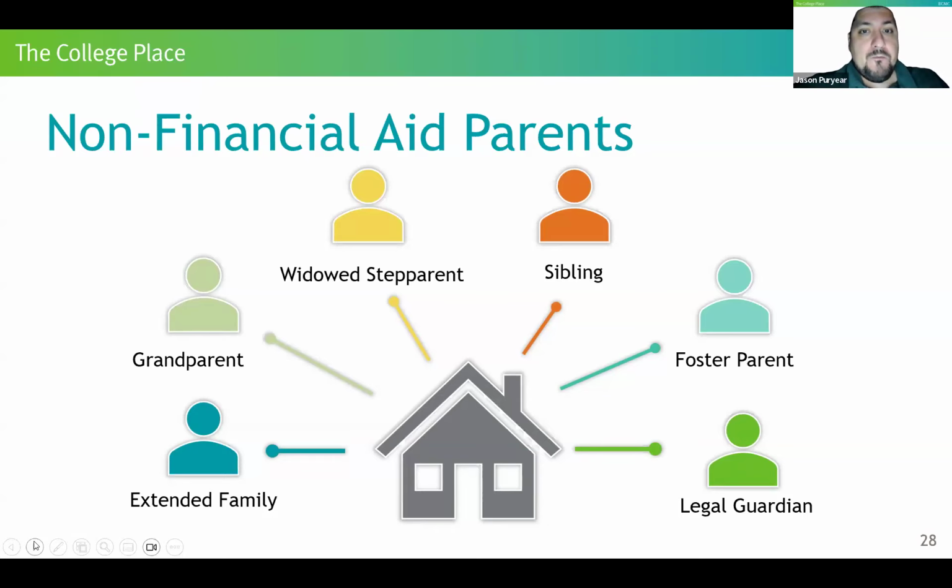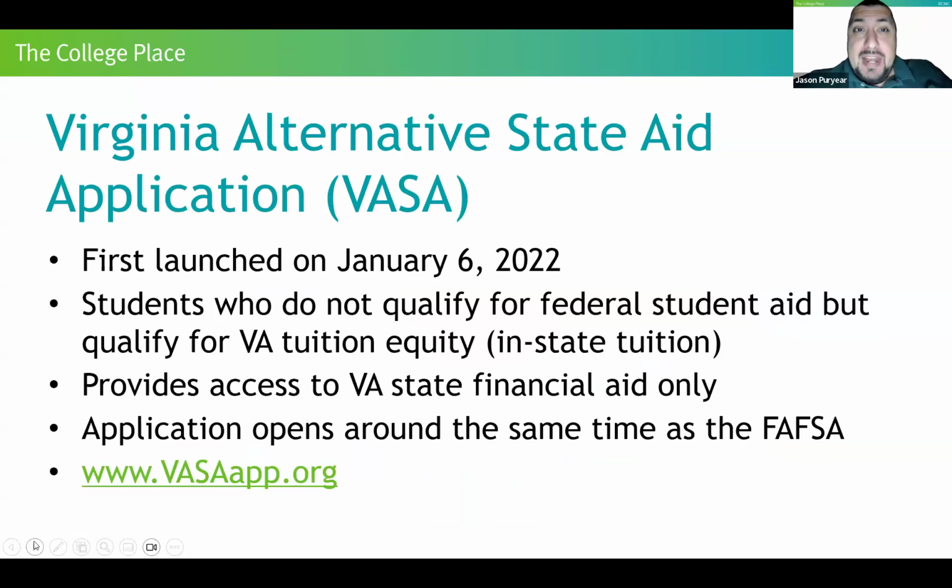The Virginia Alternative State Application is the form that I mentioned earlier. That's for any student who is ineligible to receive federal aid, who may qualify for tuition equity in Virginia. They could use this form to get access to state aid they're eligible for and potentially institutional aid. It opens this site.